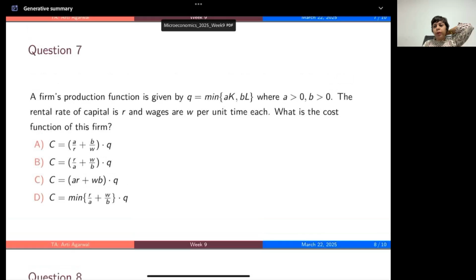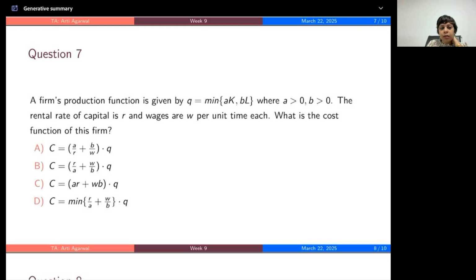Okay, now coming back to this question. In this question, you're asked the cost function of the firm, not computing the values of K and L, you're just asked what is the cost function of this firm. This is Leontief technology, which we studied last time. So any answers? Anybody attempted?